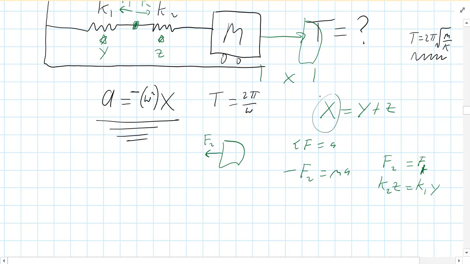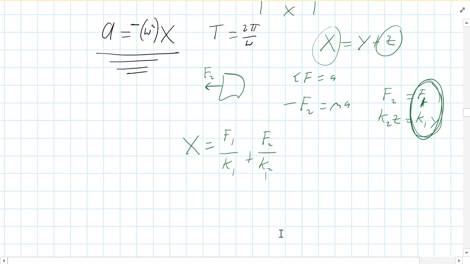So what I want is to sub in here for Y. Let's see, I take that back. Let me write it this way. So X equals Y plus Z, and Y equals F1 divided by K1. So I'll shove that in here. This would be F1 divided by K1, plus Z would be F2 divided by K2.